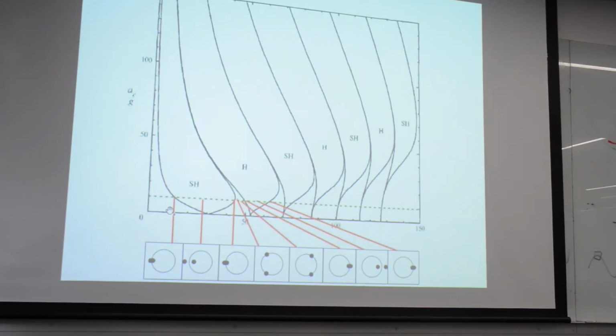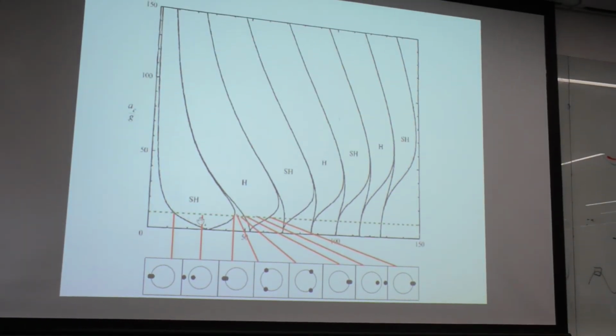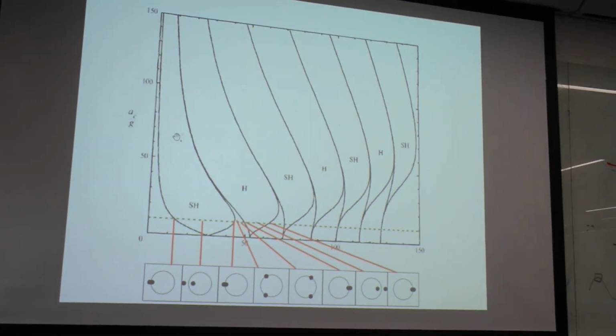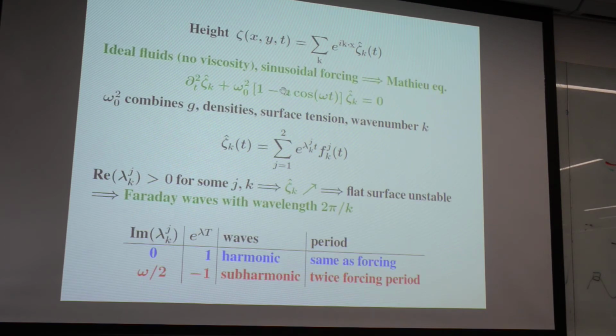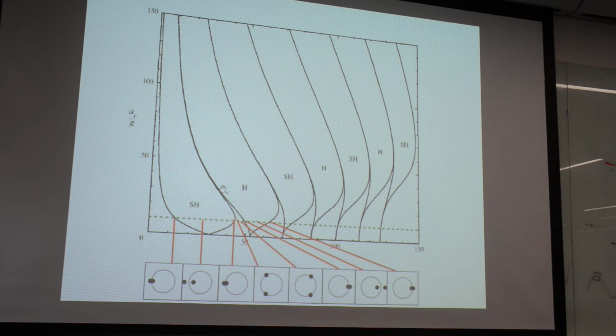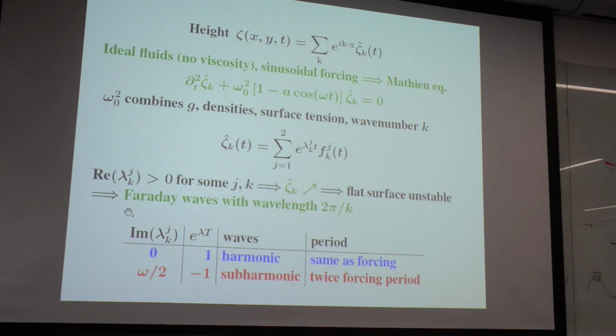And this is the solution to Mathieu's equation. This is K, and this is the A as in the amplitude of the forcing. And this is subharmonic, harmonic, subharmonic, harmonic. Okay, so let's look at this in more detail.